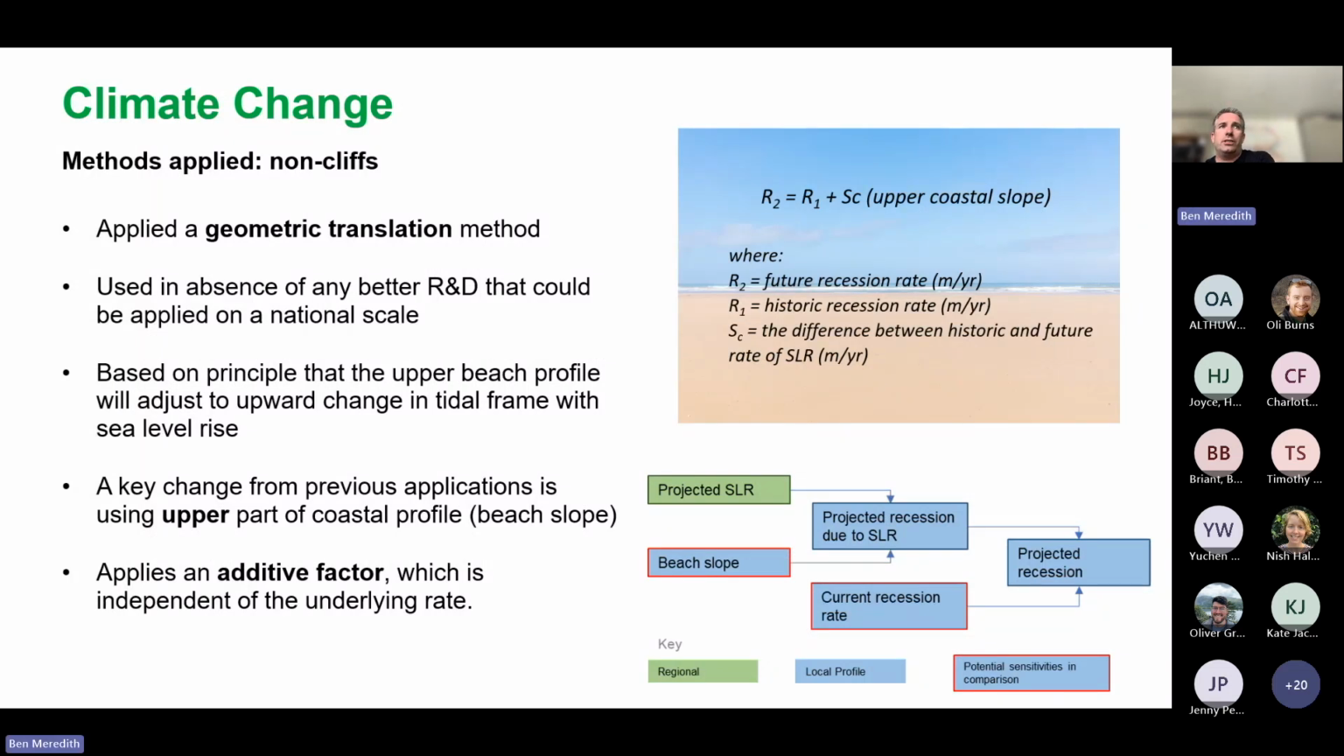That research project is not applicable for the non-cliff frontages, such as beaches with dunes. So we've used a geometric approach, adapting the Bruun rule based on the principle that the upper beach profile will adjust to upward change in the tidal frame as a consequence of sea level rise. The main adaptation from previous applications of the Bruun rule is that NCERM2 used the upper coastal slope between mean high water and mean low water contours. The calculation provided us with an additional recession distance for sea level rise per year, which is then added to the underlying recession rate.